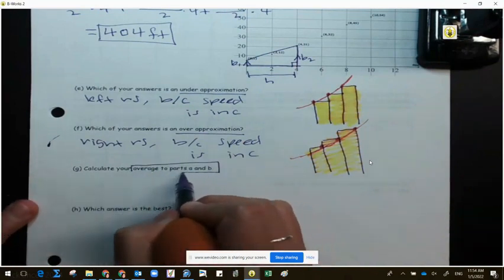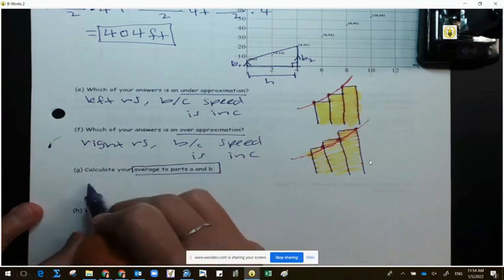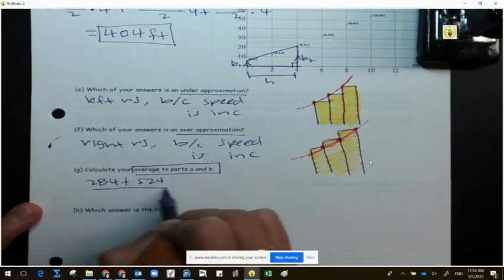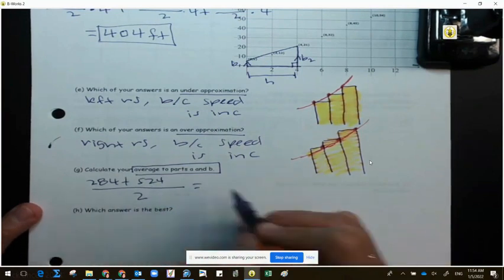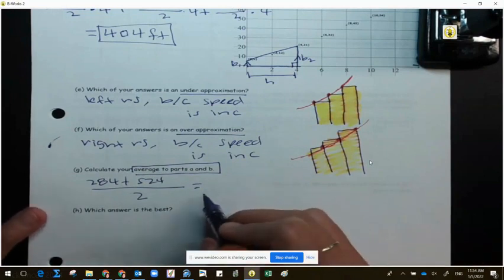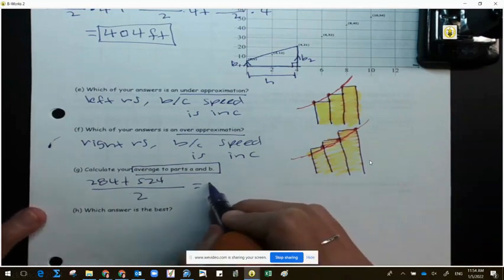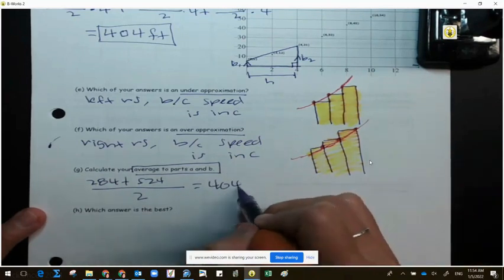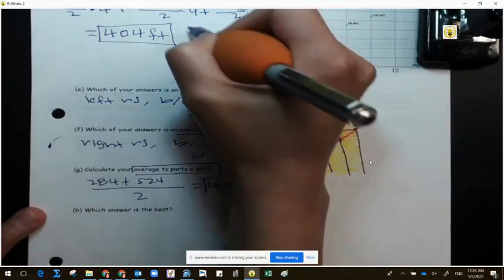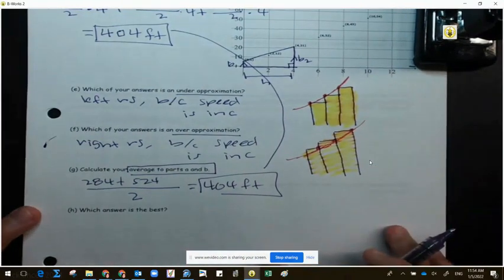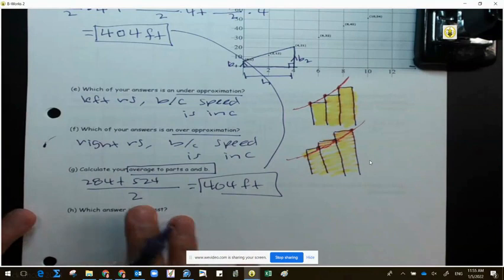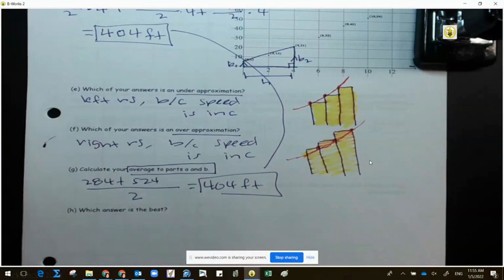So when I find the average of A and B, my A was left and right. My left Riemann sum was 284. The right one was 524. To find the average of 2 numbers, we divided by 2. How many is that going to give us? You have a calculator in front of you. 404. And I want you guys to see something. Is something relevant here? The trapezoid is the average of the left and the right. Because if you think about it, the left was base 1, the right was base 2, and I add and divide by 2. That's still the trapezoid.